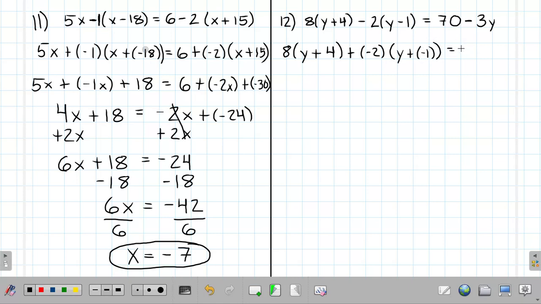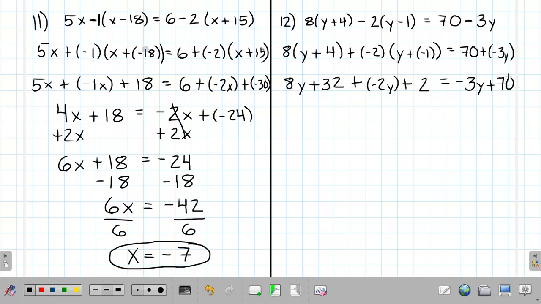so let me finish it out on this side. We would have negative 2 here that we're distributing. So 8 distributed would give us 8y plus 8 times 4 is 32, plus negative 2 times y is negative 2y, plus negative 2 times negative 1 is a positive 2, and that's all equal to, and the only thing I'm going to do on this side is, once again, I wrote it as a sum, so now I can flip it around, negative 3y plus 70.